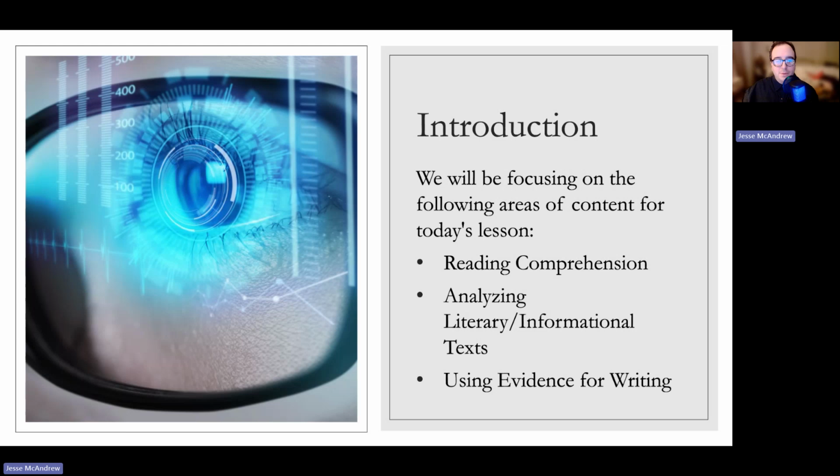As a quick introduction, we'll be focusing on the following areas of content for today's lesson. First, we'll be starting with reading comprehension, how to analyze a text and understand what it provides to the reader. The second topic will be analyzing literary and informational texts, which is similar, but more specifically, different questions about how these literary and informational texts will provide different types of answers and responses. And our third area of content for today will be using evidence for writing. This is about looking through the text and being able to grab those pieces of information and citing different pieces of information that are critical and important.